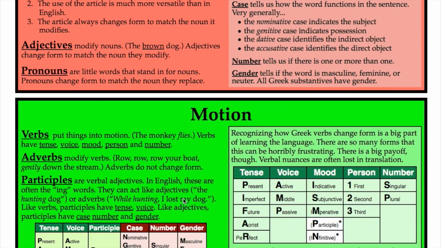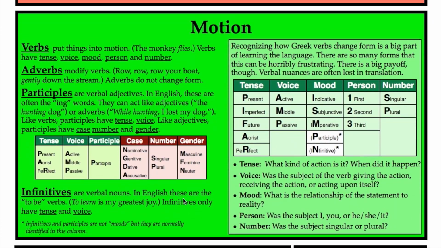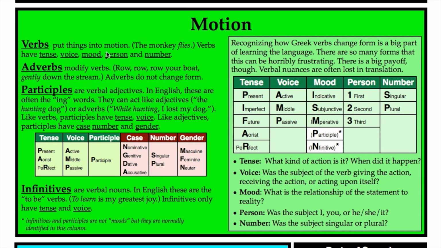Now, under motion, as we scroll down here, we find our verbs, which of course are our action words that put things into motion. Adverbs are modifiers of verbs. Usually they are ly words in English. Participles, which are in English ing words, are strange because they are partly verbal and partly adjectival. They modify nouns, like hunting dog, for example. Hunting is a very verbal idea, but here it is acting like an adjective describing the dog. So participles are sort of a strange hybrid.